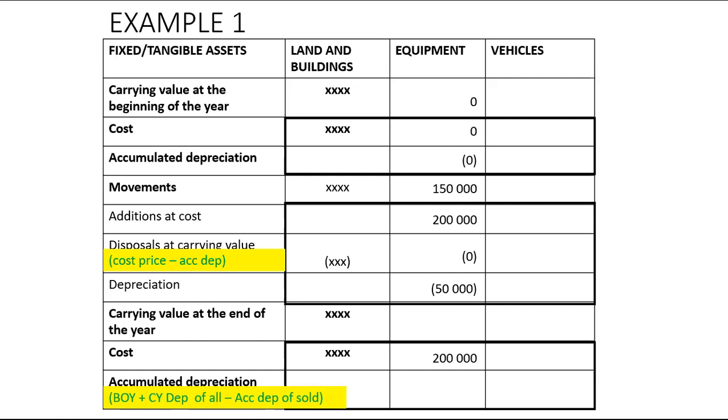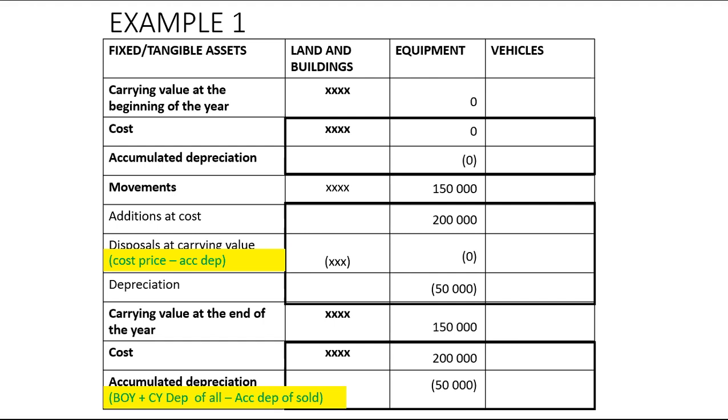So the balance at the beginning of the year will be 0. Current year depreciation on equipment will be 50,000, and accumulated depreciation of assets sold, we didn't sell any equipment, will be 0. Therefore, our accumulated depreciation at the end of the year will be 50,000. You will remember from what we just did in the previous 2 videos that accumulated depreciation is only increased by the depreciation for that specific year. Carrying value at the end of the year will be 150,000.